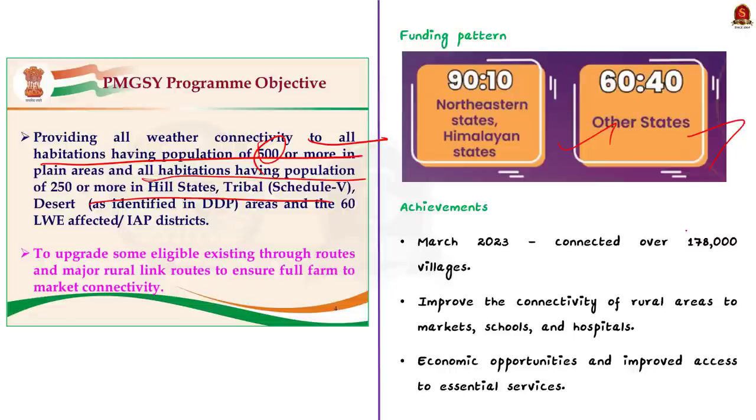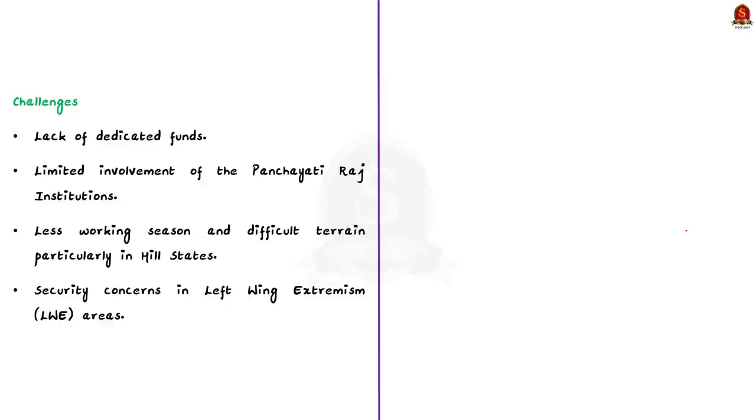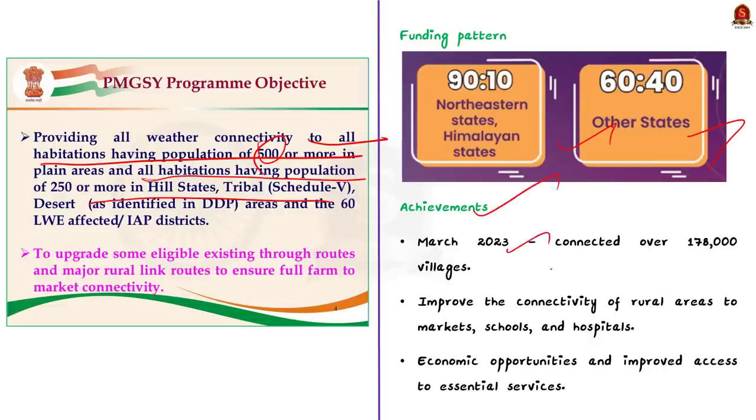Now moving on to the achievements of the scheme. As of March 2023, PMGSY has connected over 178,000 villages in India. The scheme has helped to improve the connectivity of rural areas to markets, schools and hospitals. This in turn has led to increased economic opportunities and improved access to essential services for rural communities.